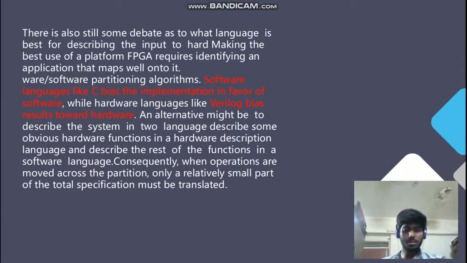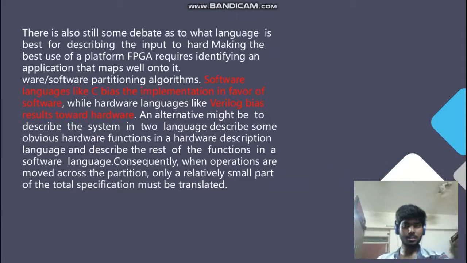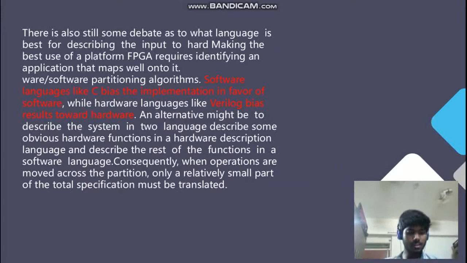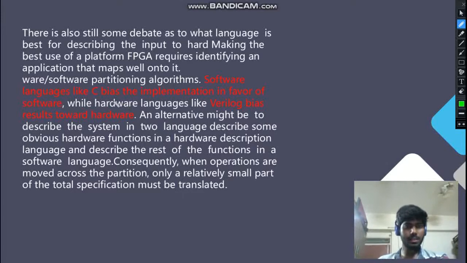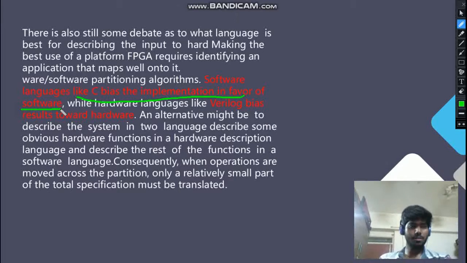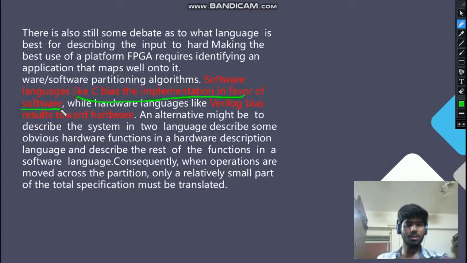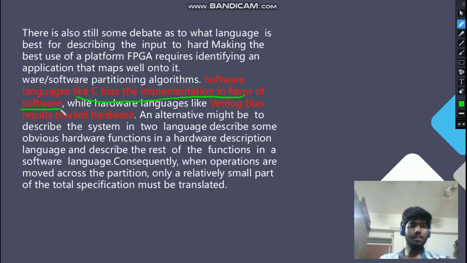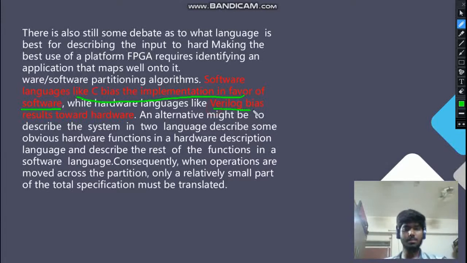So here is an important factor to be considered while co-simulation. Software languages like C bias the implementation in favor of software. So the C language, for example, doesn't know much about hardware, or there are no library functions to describe the hardware function. So it basically considers the components that are required for software to function well. While hardware languages like Verilog bias results towards the hardware, so it doesn't know much about the software.